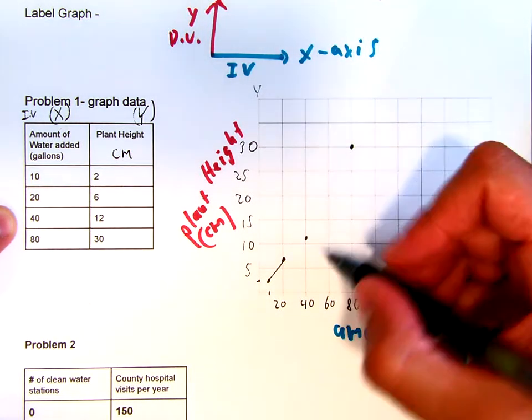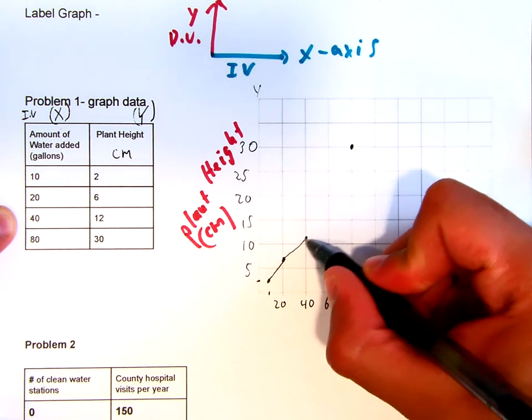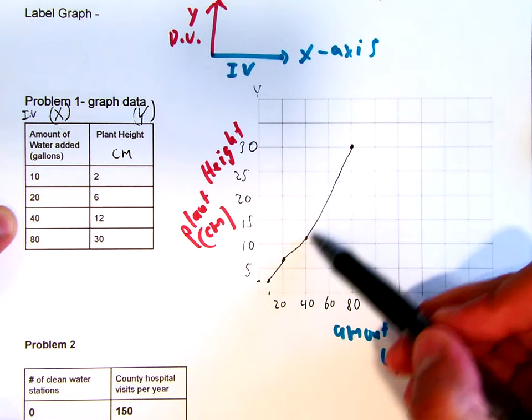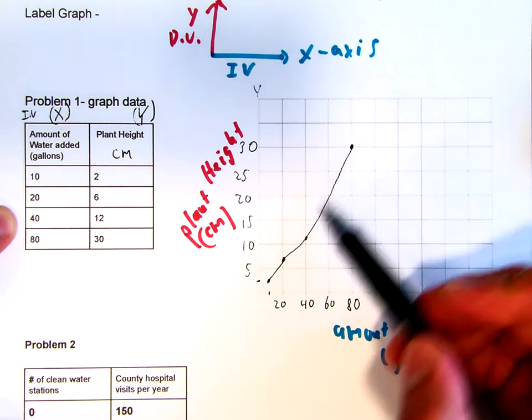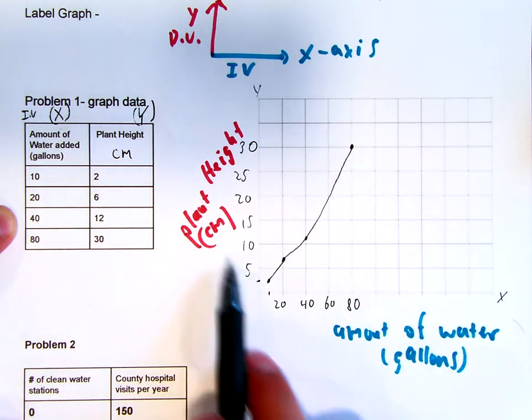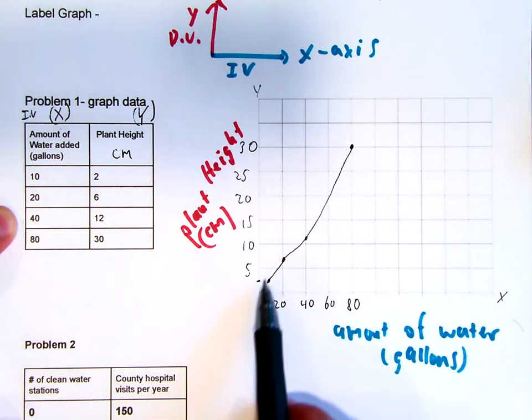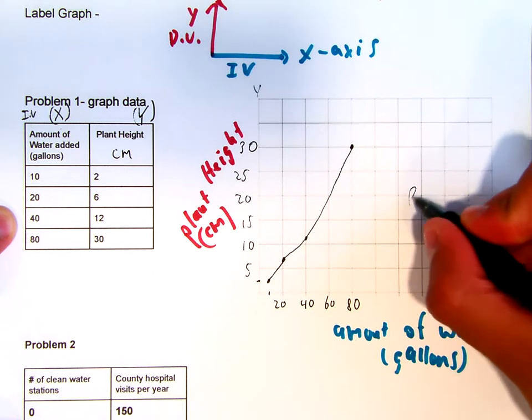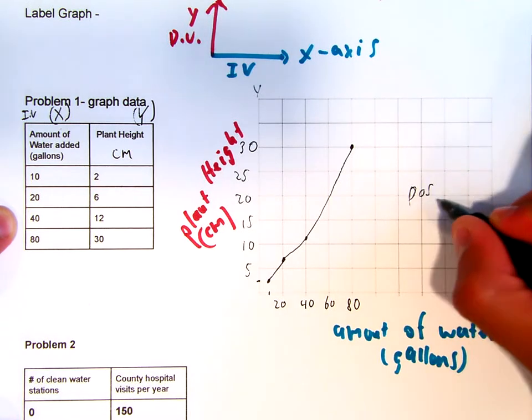Okay. So we connect these, and so we end up seeing what we call a positive correlation. When I increase the water, things get taller. Okay, it's a positive correlation.